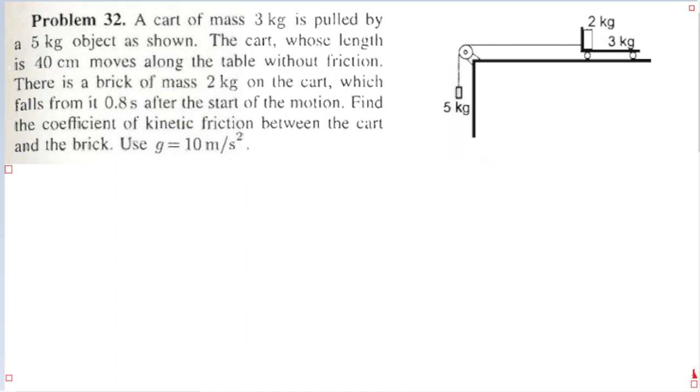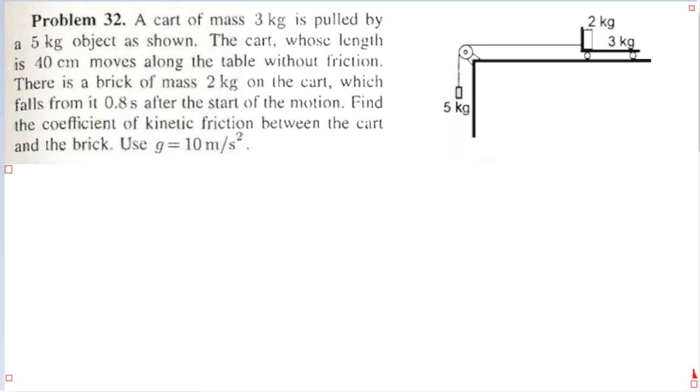So here, first of all, if we describe this question, in the figure or diagram shown, there is a table on which there is a fixed pulley, and a string is passing over the pulley. The lower end of the string is fixed with a 5 kg mass, and the other end of the string is fixed with a cart whose mass is equal to 3 kg, and on the cart there is a brick whose mass is 2 kg.